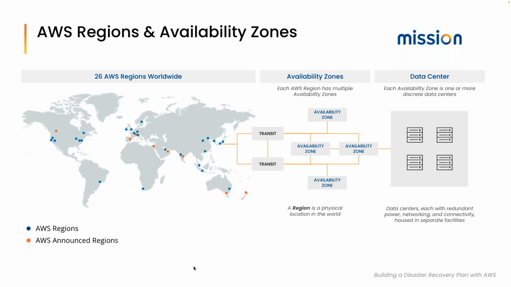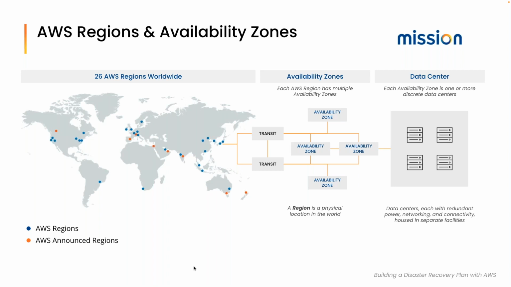These balance between synchronous replication and disaster mitigation. These are areas separated by a meaningful distance for disaster mitigation, but close enough to each other for synchronous replication, typically within 60 miles or 100 kilometers of each other. And each availability zone represents one or more discrete data centers.